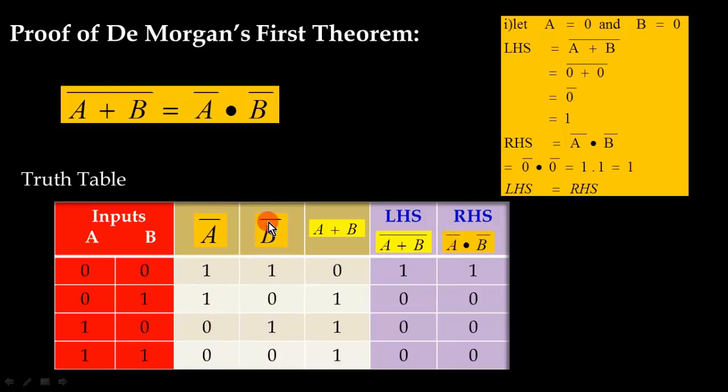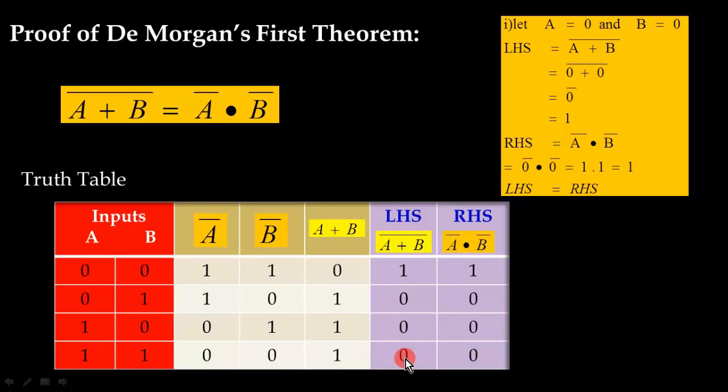Now find b complement. 0 complement is 1, 1 complement is 0, 0 complement is 1 and 1 complement is 0. Now find a plus b of these two inputs a and b. So we get 0 plus 0 is 0, 0 plus 1 is 1, 1 plus 0 is 1 and 1 plus 1 is 1. Now let us consider the left hand side, that is the complement of the sum. Here we have calculated the sum, so take the complement of this. We get 0 complement is 1, 1 complement is 0, 1 complement is 0, 1 complement is 0.